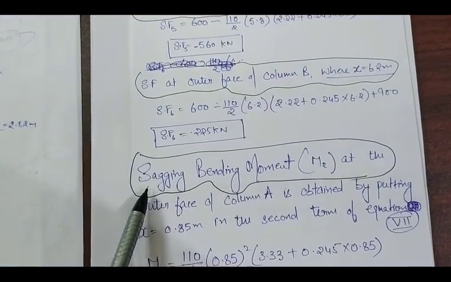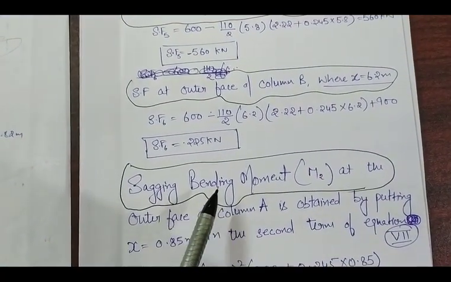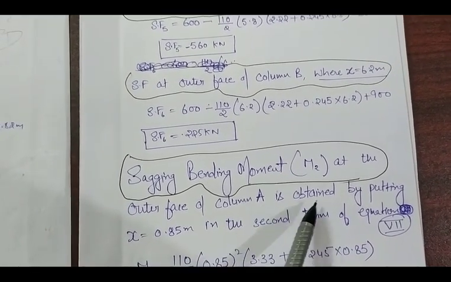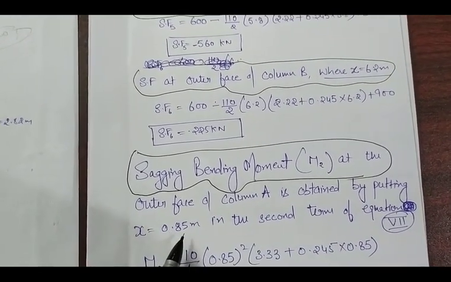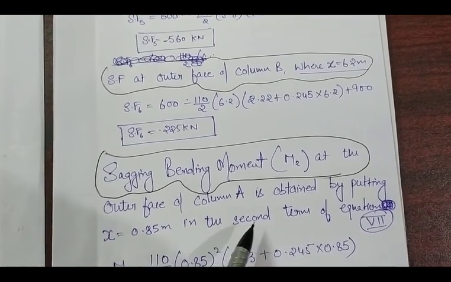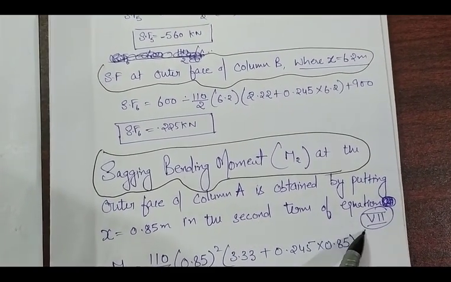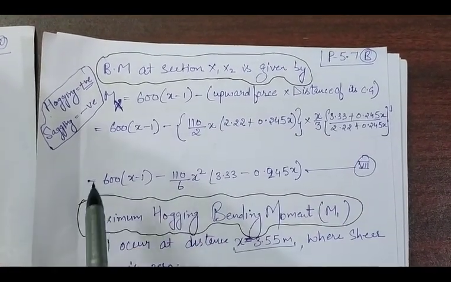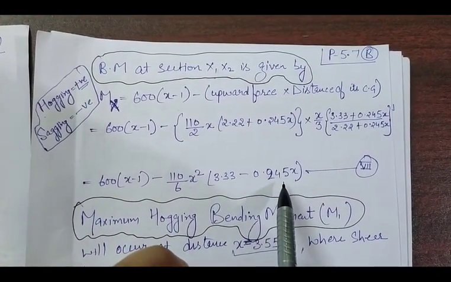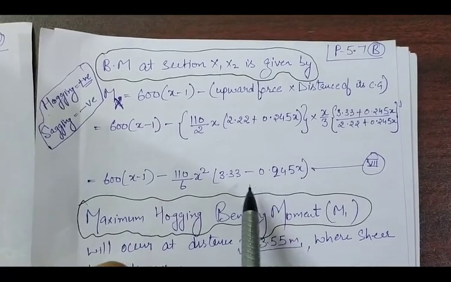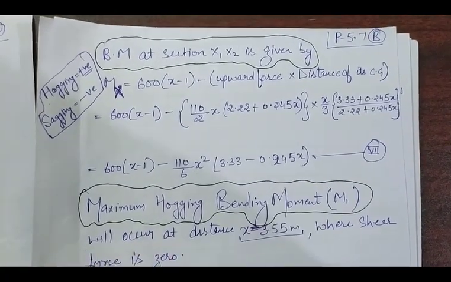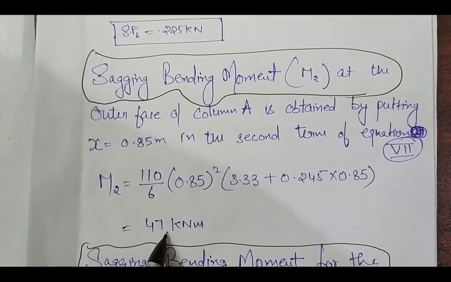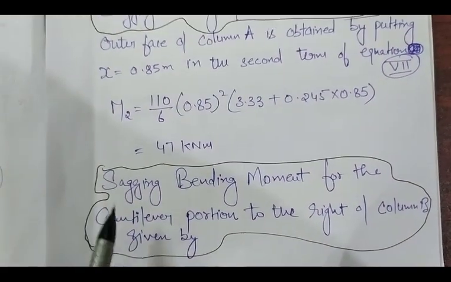Similarly, at the outer face of column B, and here we are going to calculate the sagging bending moment, which will be moment 2 at the outer face of the column A, obtained by putting x is equal to 0.85 in the second term of equation number 7, right? This is our equation number 7, which we already made to calculate the bending moment at any section of the footing. I'm just reminding. From that equation, we will get the value of M2, which will be 47 kilonewton meter.